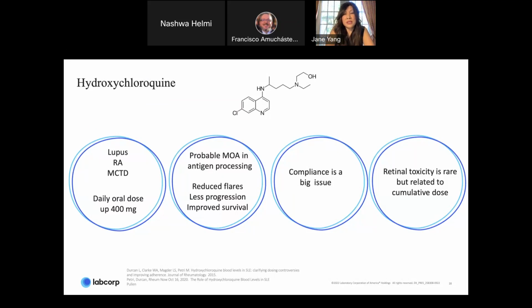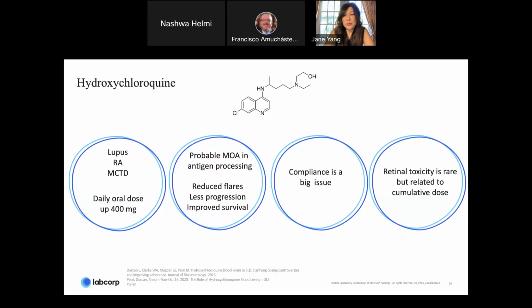Hydroxychloroquine is related to the antimalarial drug chloroquine, but interestingly, this hydroxyl group on hydroxychloroquine makes it less toxic to the retina than chloroquine because it's less able to penetrate the blood-retina barrier. The daily oral dose of hydroxychloroquine is around 5 milligrams per kilogram, and some doctors actually cap the maximum daily oral dose to 400 milligrams.